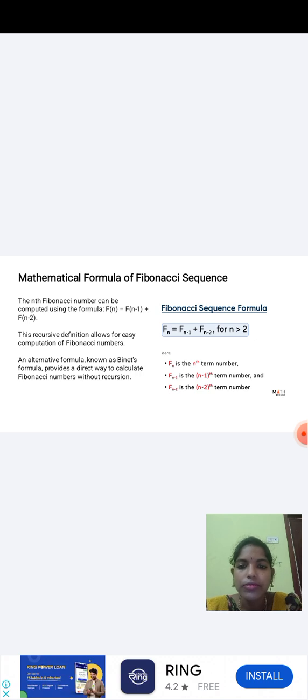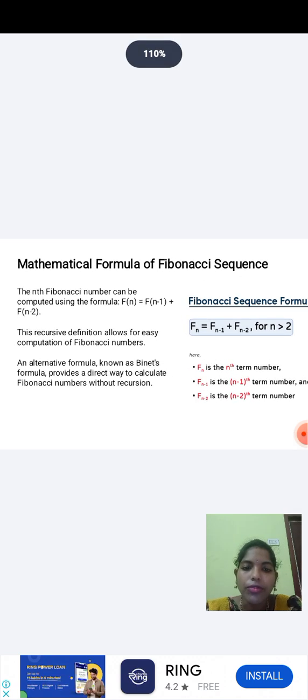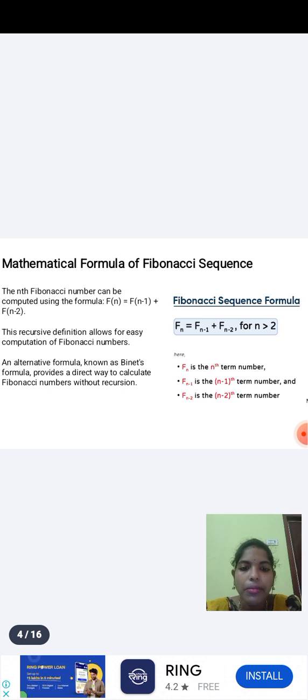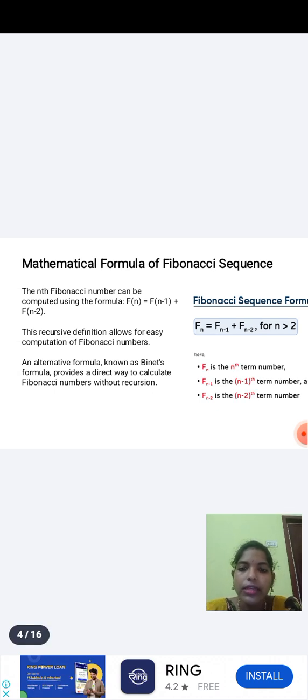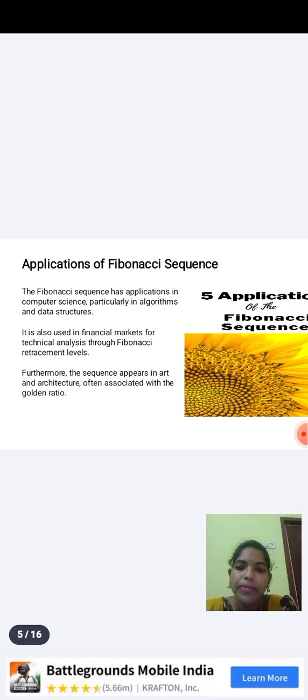This recursive definition allows for easy computation of Fibonacci numbers. Here, observe that f of n is the nth term number, so f of n minus 1 is the n minus 1th term number. An alternative formula known as Binet's formula provides a direct way to calculate Fibonacci numbers without recursion. So here we apply some formulas to calculate the Fibonacci numbers.